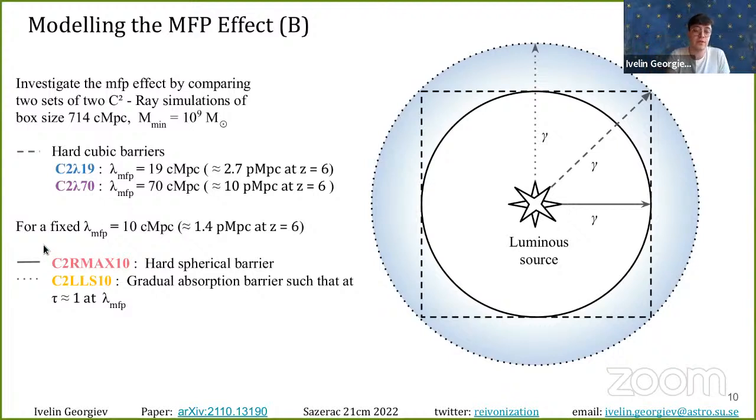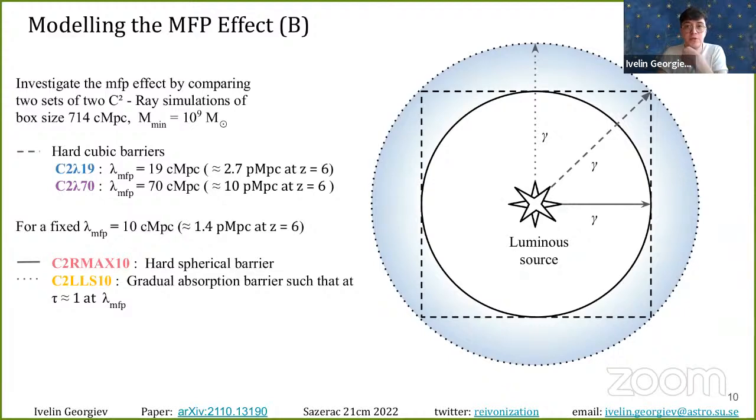On the other hand, for the other set of models, I fixed the mean free path value to 10 comoving megaparsecs, but instead I varied the mean free path effect itself. So the red model uses a hard spherical barrier, not too dissimilar to the hard cubic barrier, but the yellow model uses a gradual absorption barrier. In this case, at the mean free path value, 10 comoving megaparsecs, the optical depth is set to 1.